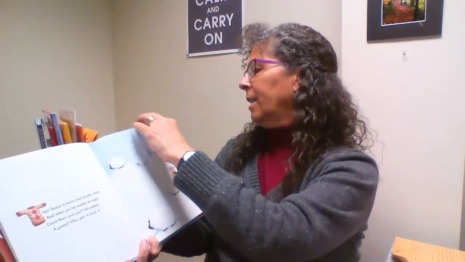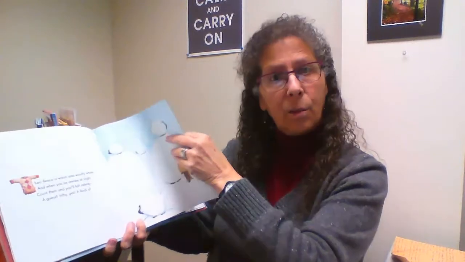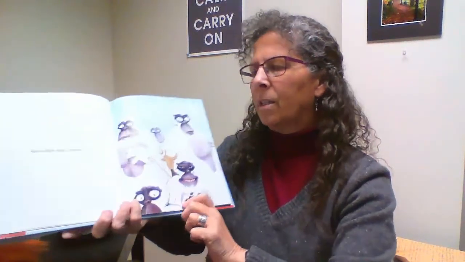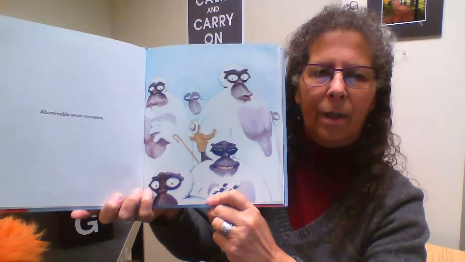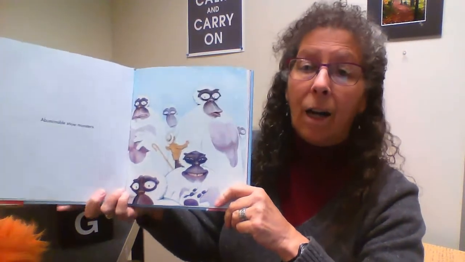And then the children usually guess sheep, and I always say, that's what I thought. But the answer is abominable snow monsters. So every page is a trick, and I always like to let the children know that I was tricked by the author as well, because I think they don't like being tricked unless they feel like you got tricked as well. So give that book a go in a letter G story time.